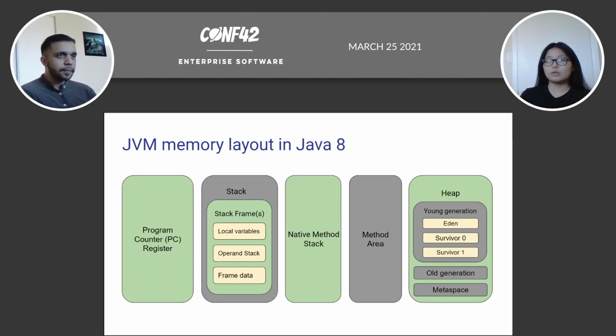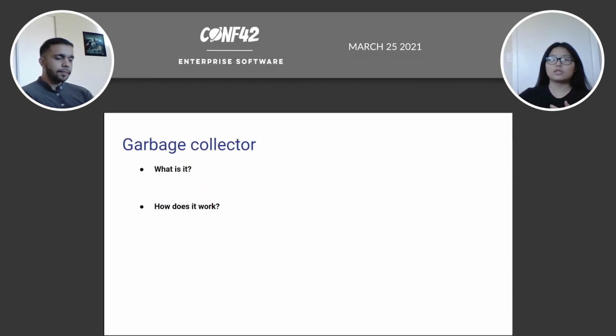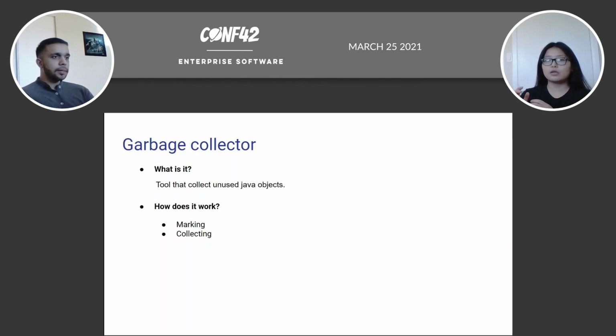When the heap runs out of memory, we need to have a process that will deallocate unused objects, and this is where the garbage collector comes into play. So the garbage collector is a tool that collects unused Java objects. It works by first marking and then collecting. When the garbage collector marks, it will try to find all the referenced objects and then mark them as alive. It will start looking from the GC roots, and the GC roots are objects that are referenced by the JVM at that specific moment. So that includes the static objects.